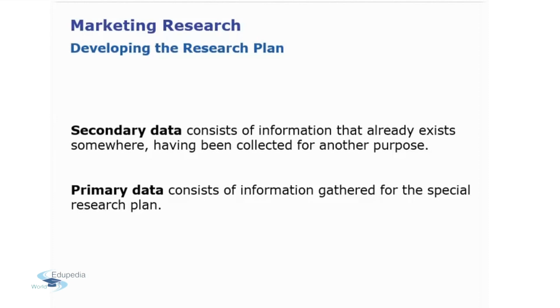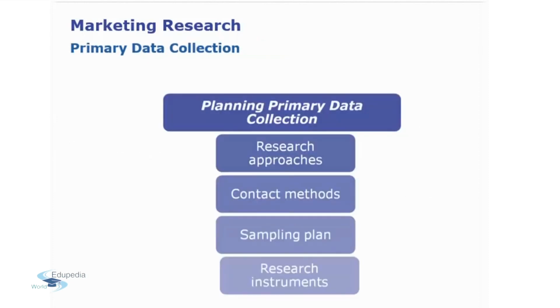The other kind is primary data collection. This is data collection that requires a lot of planning and a lot of research. Planning primary data collection involves research approaches, contact methods, sampling plan, and research instruments. So this is a whole scientific research that you need to put in place, and then you have to conduct the research in a very chronological, step-by-step logical format.